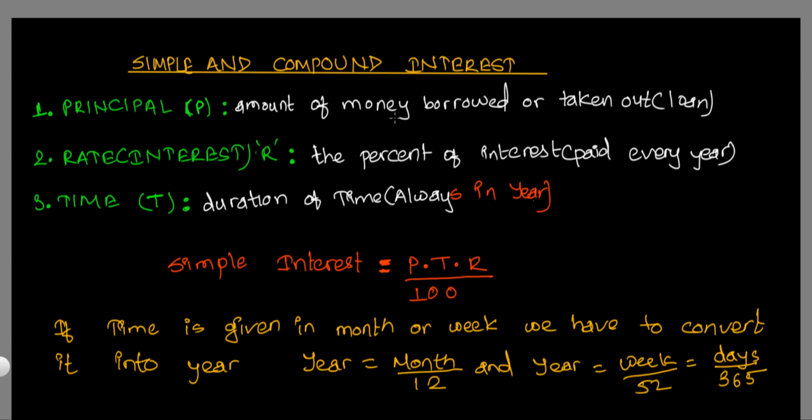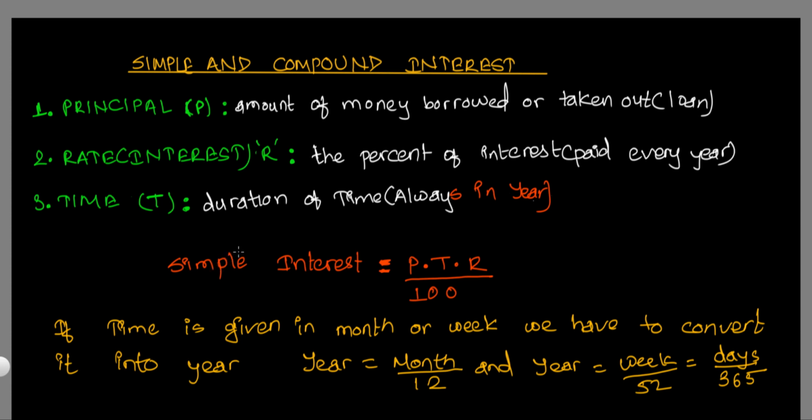Principal is the amount of money you borrowed or taken out. Rate, which is usually in percent, is the percent of interest for the amount, R, which we should pay every year. T is the duration of time, always must be in years.